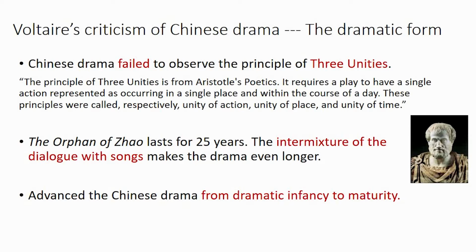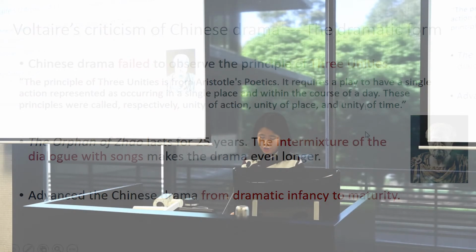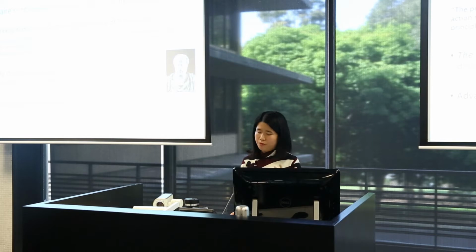So he rewrote a Chinese play according to the rules of classical French drama and changed the period to a 24 hours period, centered on the saving of the orphan. So according to Voltaire, he advanced the Chinese drama from dramatic infancy to maturity by using the classical French theories, such as the three unities.